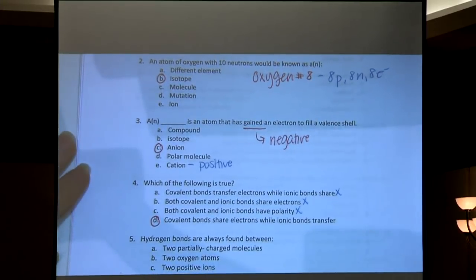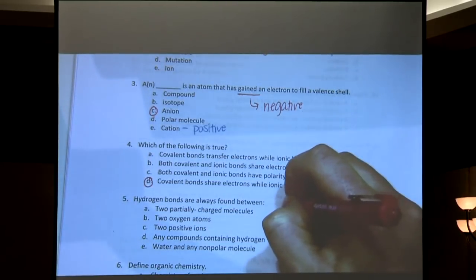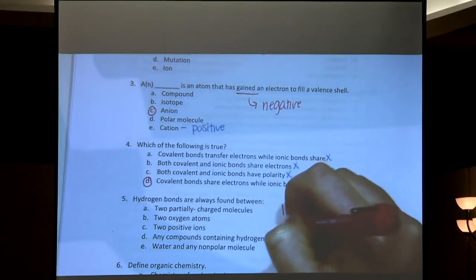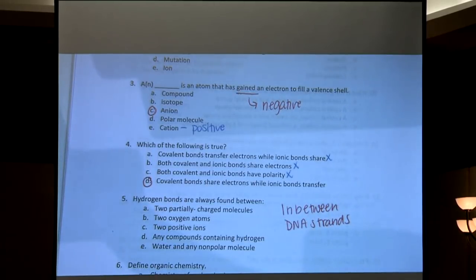Number 5, really important. We've talked a bit about hydrogen bonds. Hydrogen bonds can be found in several places, most particularly between DNA strands. Where are they always found? Through our answers, should they be found between 2 partially charged molecules? What do we think? Okay, I see some maybes, so let's look at the other ones.